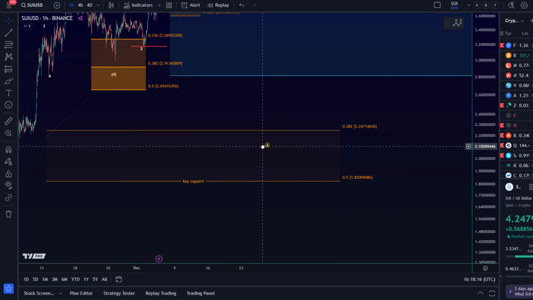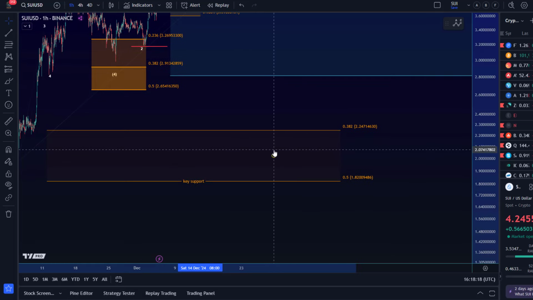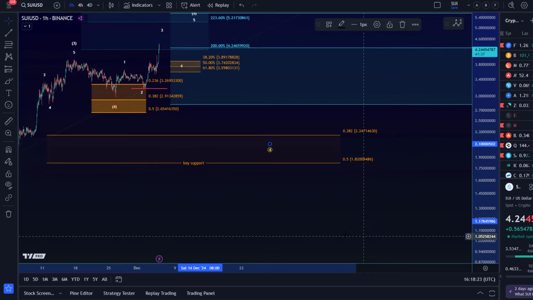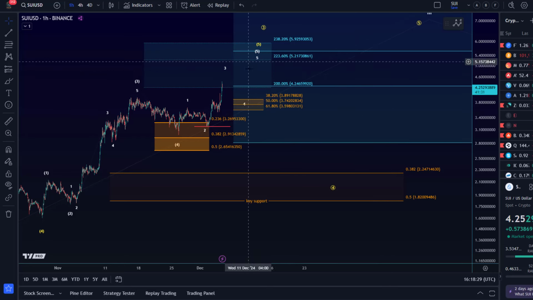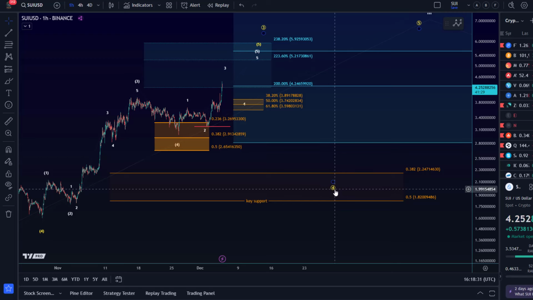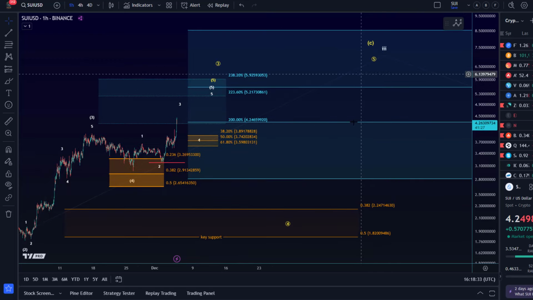The key support on the larger time frame, for this larger wave degree for this wave four, is now $1.82. This support area will move gradually with the price as long as the price keeps climbing. At some point we come back to it, we'll most likely test it, and can expect one more high as long as the price holds above 182. That's the update about SUI.